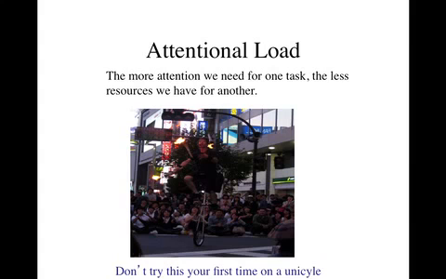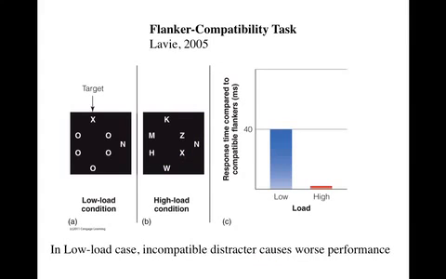So, for instance, if you're doing a very high attentional load task, then you may process unattended information very little, maybe not in terms of its meaning. But if you have a less attention-heavy task, then you may be able to process other information that you're not paying attention to. And this brings us to the flanker compatibility task.